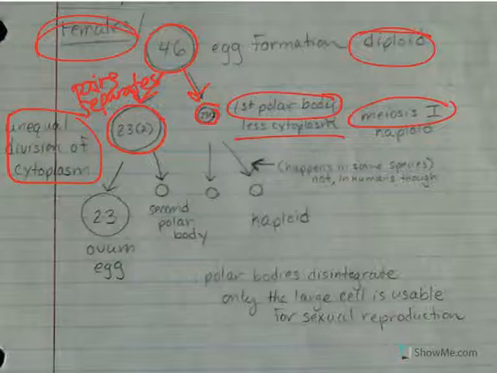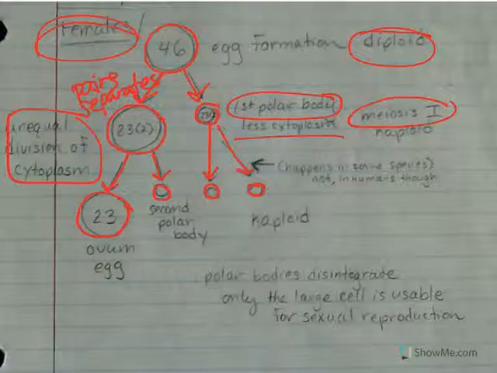Now it continues on a second time. I go through my second division. So the large one divides, and once again it divides unequally. So I end up with a larger cell, and then I have another second polar body. Now sometimes, depending on the species, that first polar body will then divide into two smaller polar bodies as well. It doesn't happen in all species though.